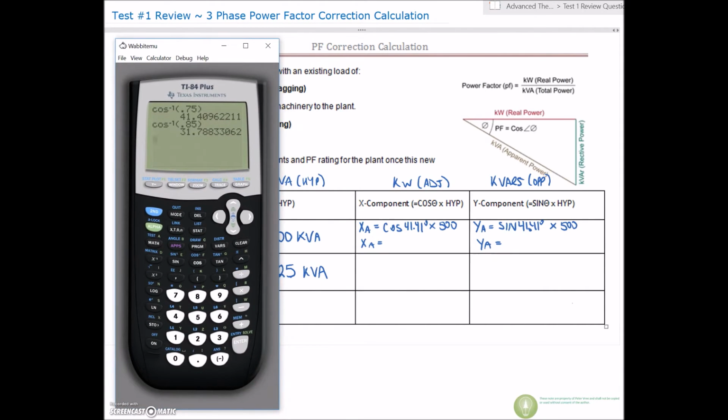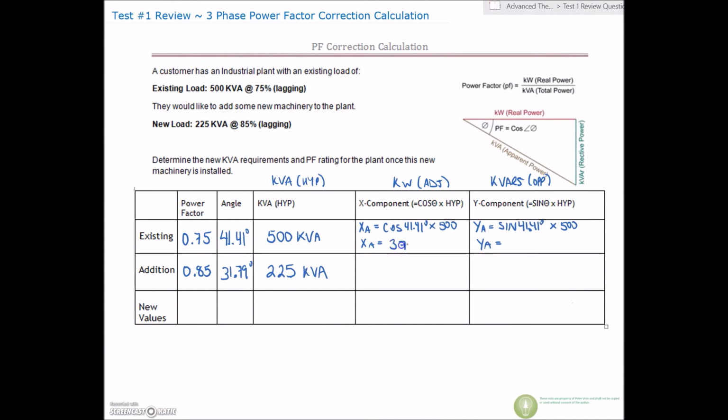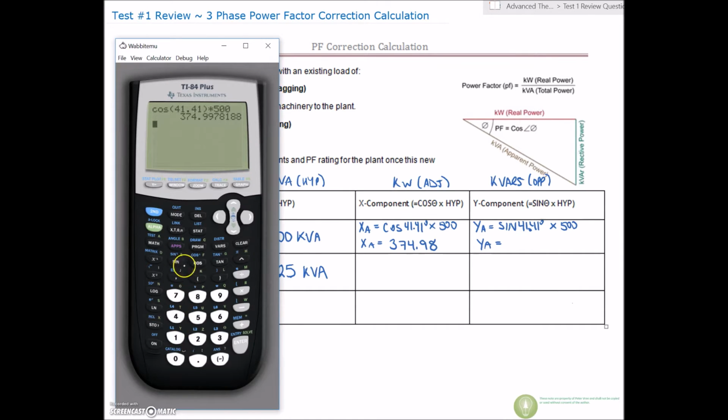Okay, let's bring this over here so we can see what we're doing. So we've got the cos of 41.41 degrees, and we're going to multiply that by 500. That gives us 374.98. Then we'll find the y component there. So we need the sine of 41.41 degrees, close brackets, times our 500. That gives us 330.72.